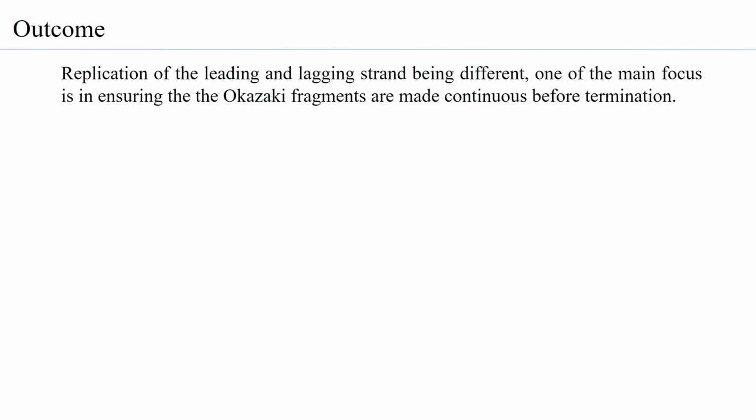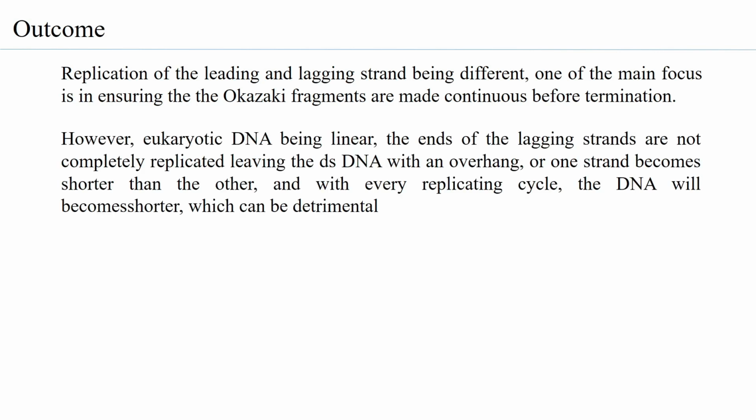Replication of the leading and the lagging strand is different. One of the main focuses has been in ensuring that the Okazaki fragments are made continuous before termination begins. However, eukaryotic DNA being linear, the ends of the lagging strands are not completely replicated, leaving the double-stranded DNA with an overhang at its 3' end, as a result of which one strand becomes shorter than the other. And therefore, with every replicating cycle, the DNA will become shorter, which can be detrimental.